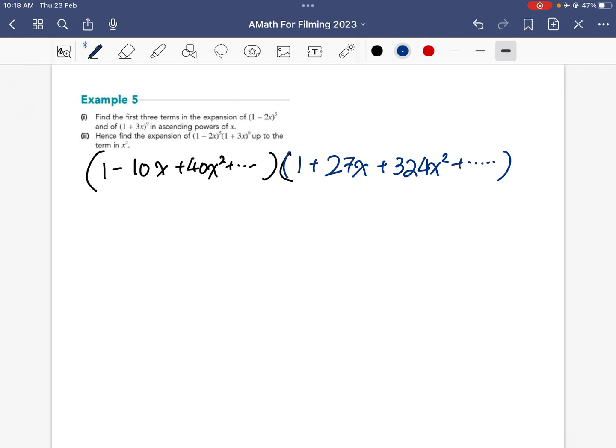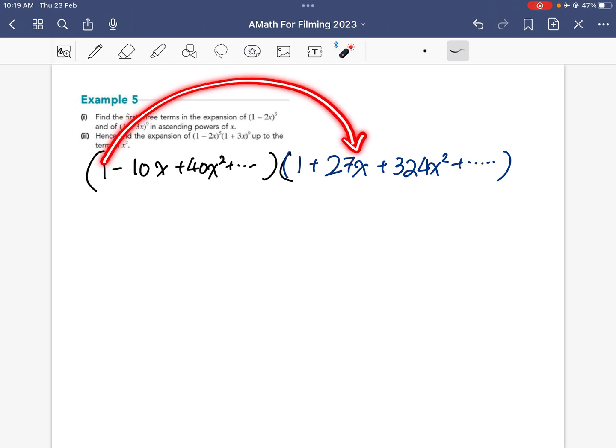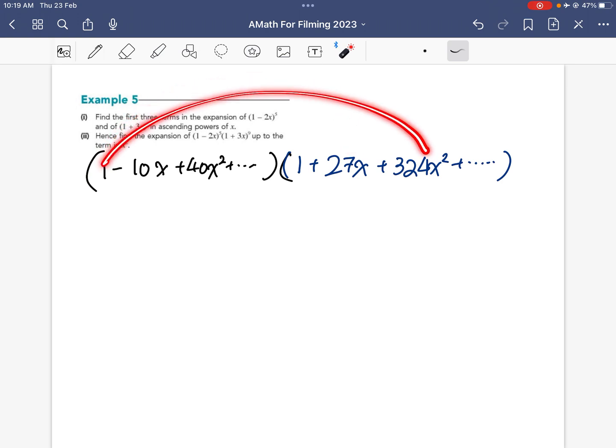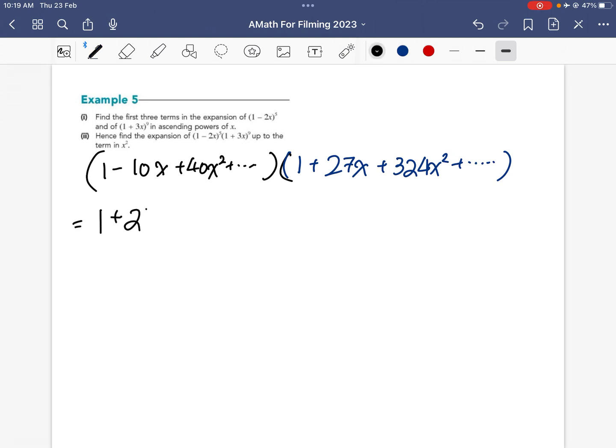Now, they say that they want up to the term in x squared. So whatever gives you x squared and below, we multiply. The rest we just leave alone. For example, 1 times 1, still okay, it's x to the power of 0. Then 1 times 27x, x to the power of 1, we need that. 1 times 81x squared, up to the term in x squared, we need that. So what I'm going to write here is 1 times 1 is 1, 1 times 27x, and 1 times 81x squared.